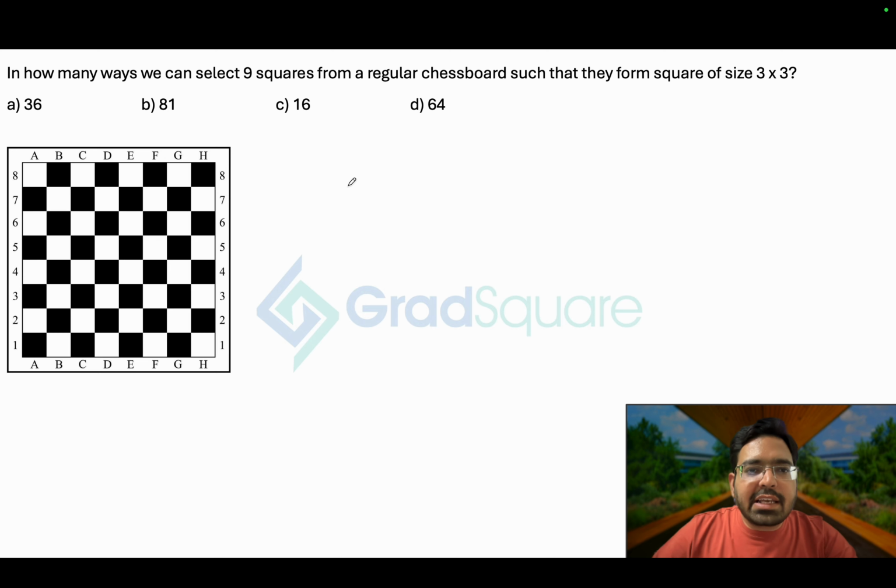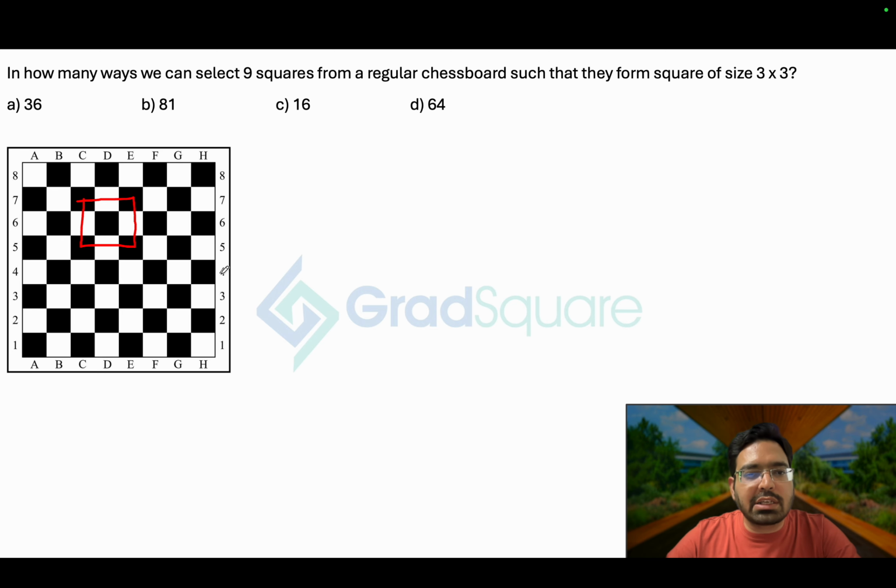In how many ways can we select 9 squares from a regular chessboard such that they form a square of size 3 cross 3? Now, this is for your reference to look at a chessboard and understand what they are asking you. They want to make a 3 cross 3 square. Now, a 3 cross 3 square can be made anywhere on this entire chessboard.